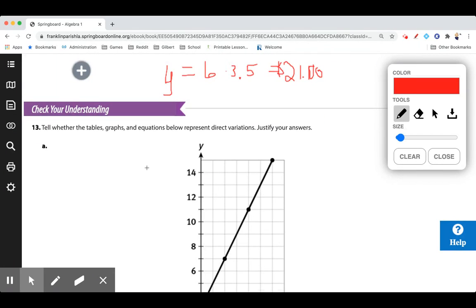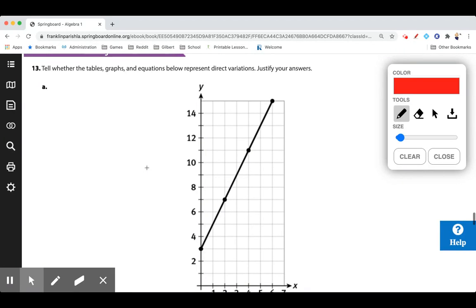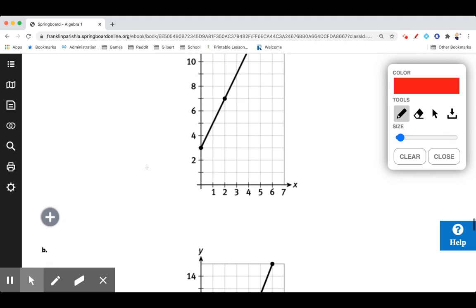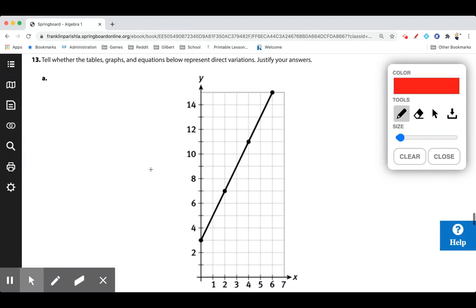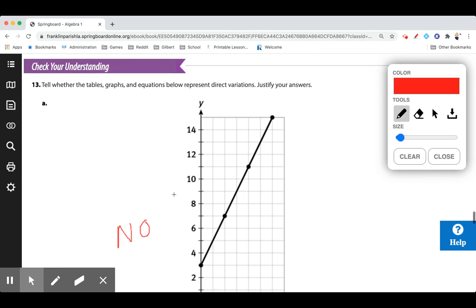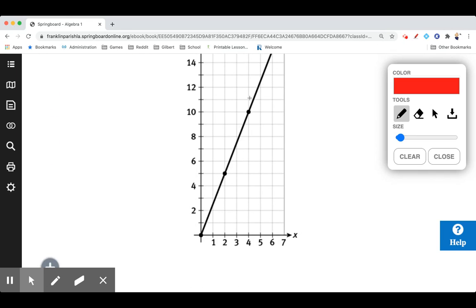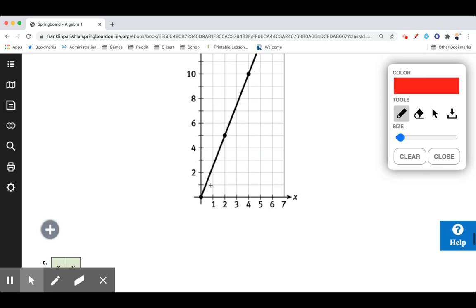All right, let's look at some tables and graphs that represent direct variation, or do not. Okay, does this one represent direct variation? No. How do I know this? It doesn't start at 0, 0. It starts at 3 something. So that is not a direct variation. Does this one represent a direct variation? It's a straight line, and it does start at 0, 0, so that's a yes.